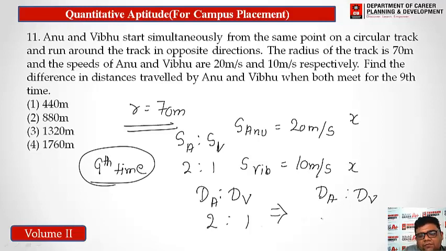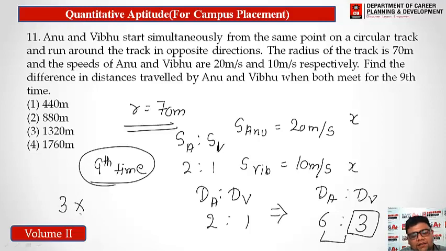Now if they are meeting for the 9th time, means total 9 times they meet, so Anu will travel how many rounds? 6 rounds. So Vibhu will travel 3 rounds only, right? So we have to find the difference in the distance. So there is a difference of 3 tracks, 3 track difference multiplied by, this is the extra distance traveled by Anu. So we have to multiply 3 times, and the radius is given to you, 2 pi r.